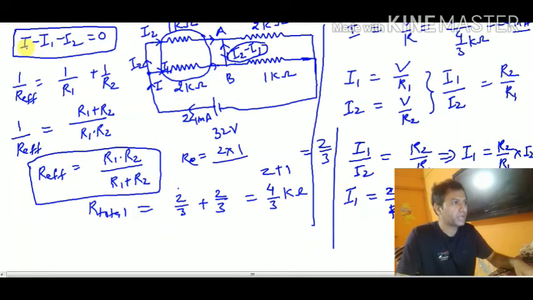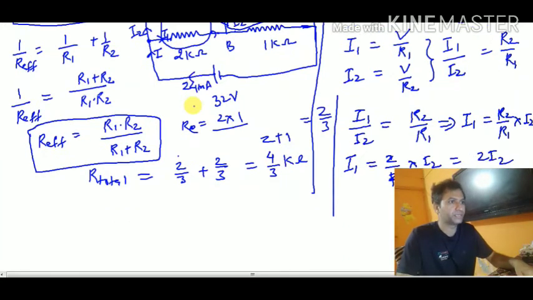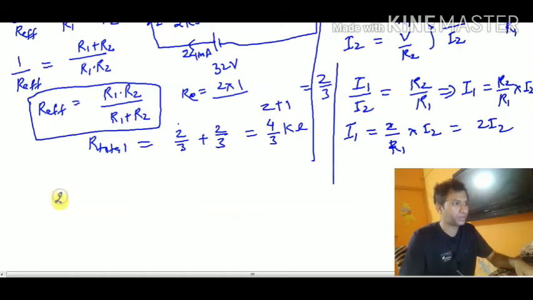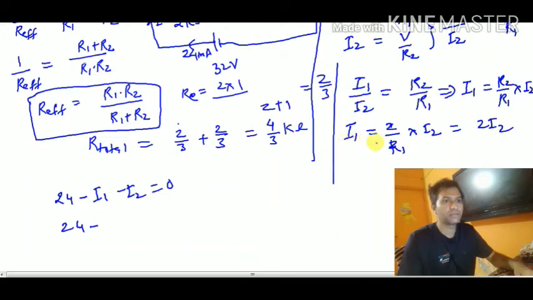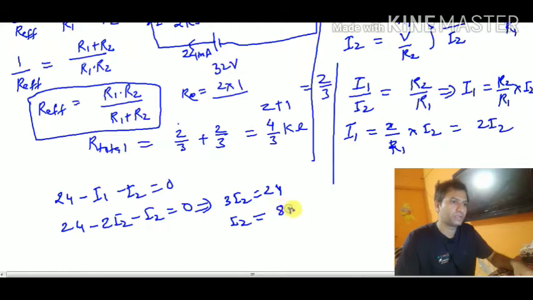So we are getting I 24, means total 24 milliampere current will come out from here. So I can write 24 minus I1 minus I2 is equal to 0. Now here I am getting I1 is equal to 2I2. So 24 minus 2I2 minus I2 is equal to 0, which implies that 3I2 is equal to 24. Therefore I2 is equal to 8 milliampere.